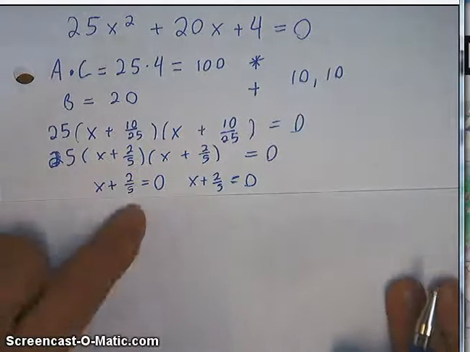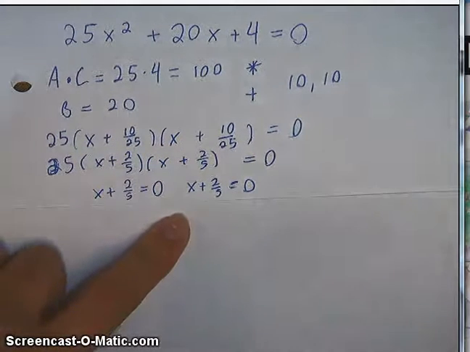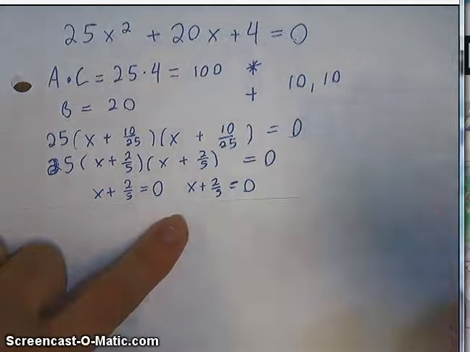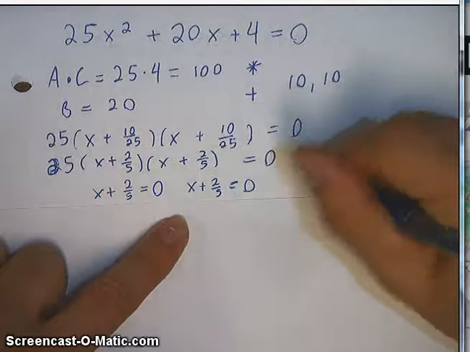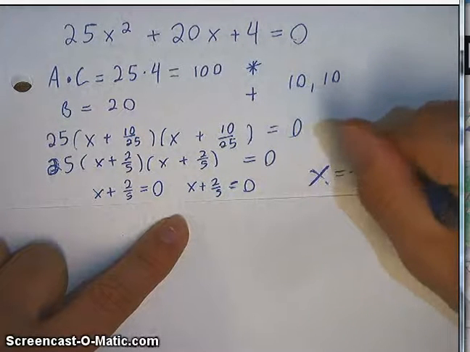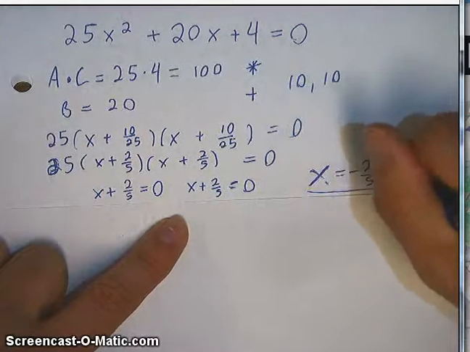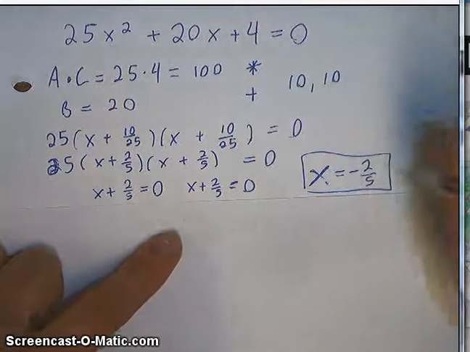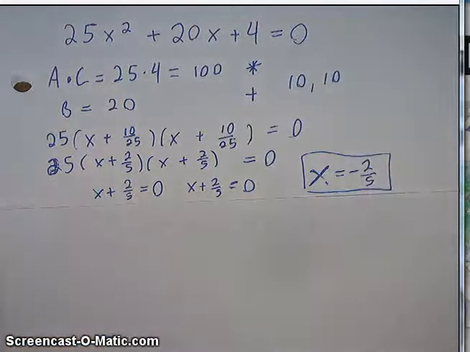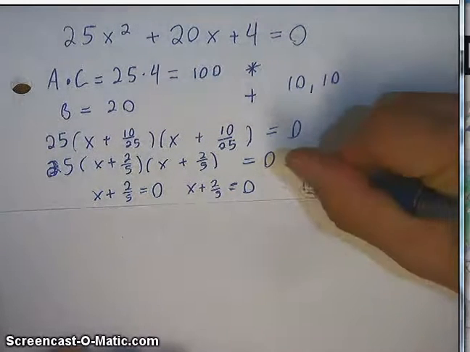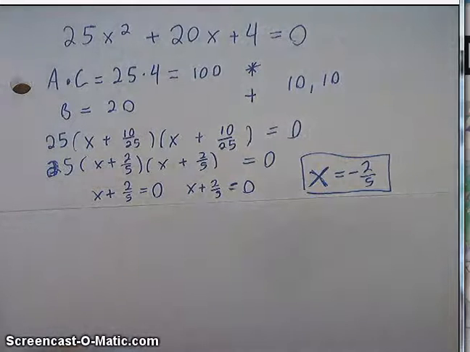And you'll notice that they're both the same. So this is one of those situations where there's only one solution. In fact, the solution, x, is negative 2 over 5, or negative 0.4 if you prefer it as a decimal. And so that can happen. Sometimes quadratics have one real solution or 0 real solutions, and this is just one of those cases where it has one real solution.